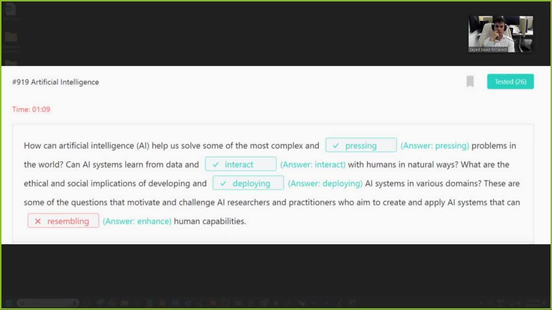It's the form of the verb that determines the choice. It has to be enhance. But the resemble would also work.